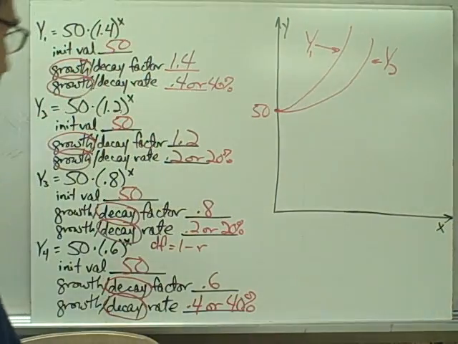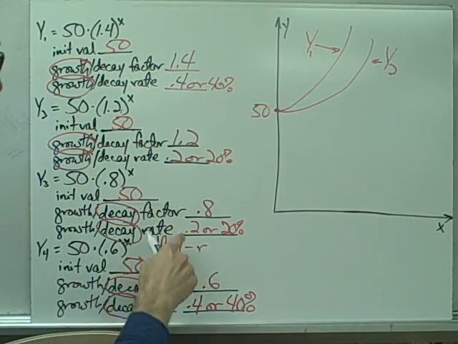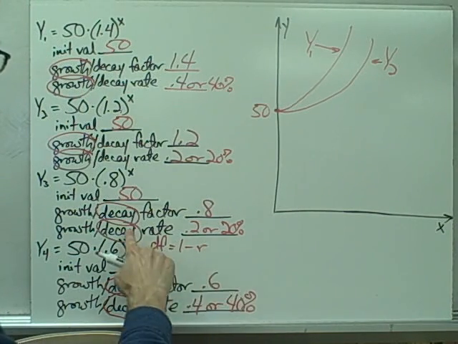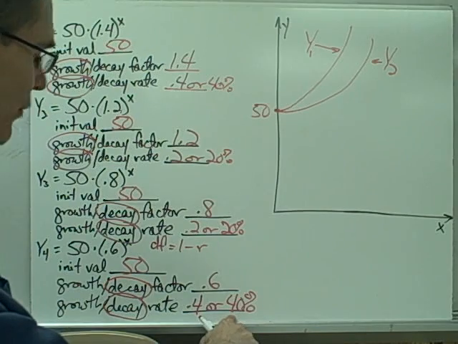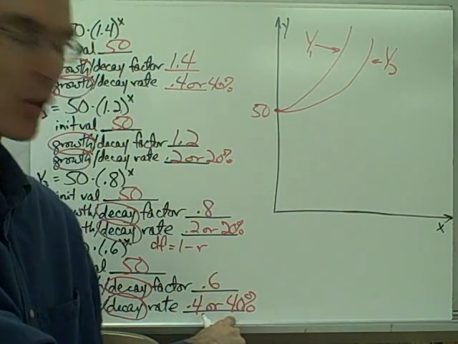So there's y1 and y2. y3 and y4, I notice, are both decaying, which means those graphs are going to be decreasing. This one, y3, I notice decreases at a rate of 20%. y4, however, is decreasing at an even higher rate. It's decreasing even more quickly.